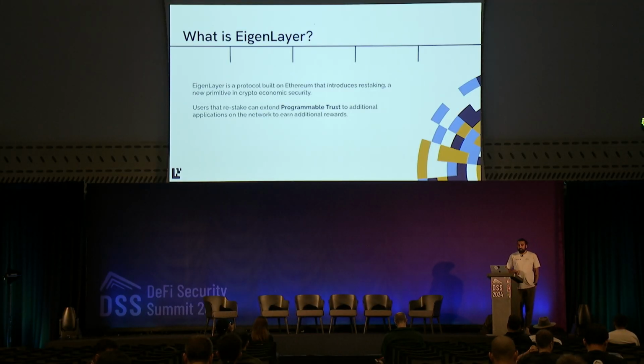So what is EigenLayer? EigenLayer is a protocol built on Ethereum that introduced the concept of restaking. We have since gone past just restaking, and what we do currently is shared security. So you can provide security and bootstrap networks built on this shared security. We call it programmable trust, and I will dive into what that is.